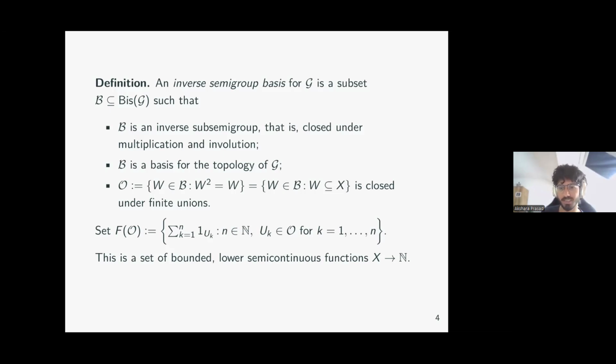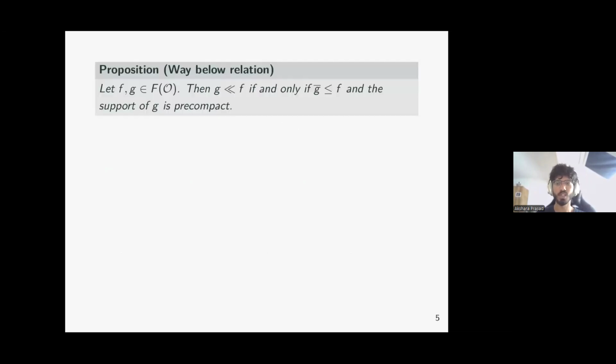There has been previous work, but there X is assumed to be Hausdorff. Yes, the unit space is locally compact Hausdorff. The whole groupoid is not. That's the assumption I make. Yes. Okay. Thanks.